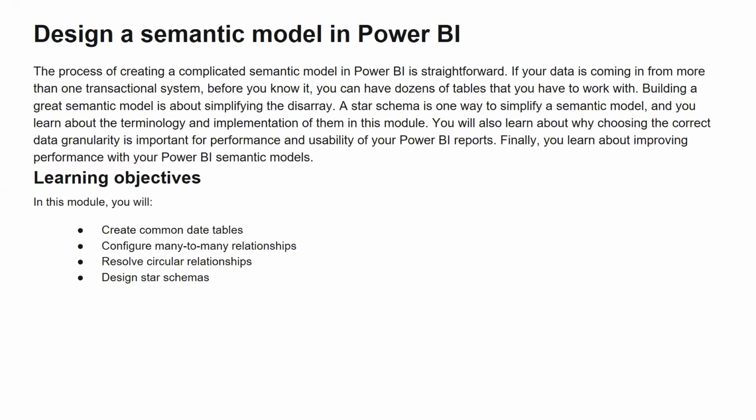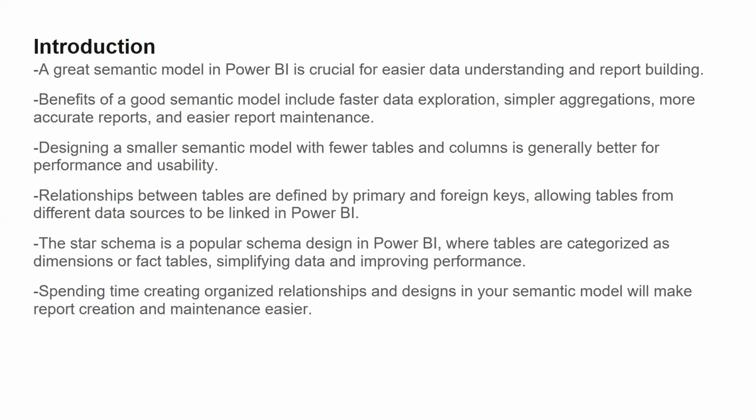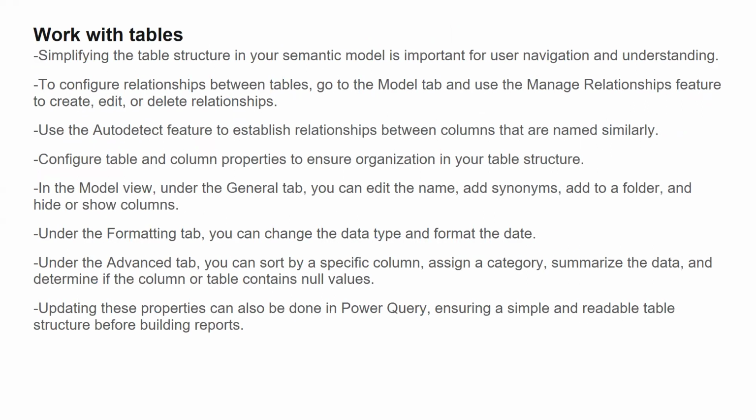Building a great semantic model is about simplifying the disarray. The star schema is one way to simplify a semantic model. It just refers back to what we did on our data side. So one, create more tables, two, create many relationships, three, resolve circular relationships, and four, design star schemas. The schema just needs to make sense. You need to apply the database concept where you have the primary key, the foreign keys, with one-to-one relationship, zero to many, one to many, many to many relationships.